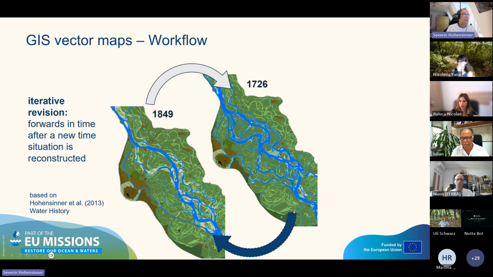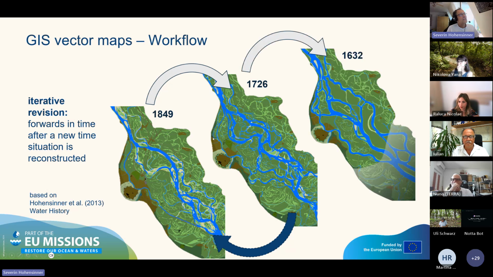Of course, we have to adapt it. For example, if an oxbow lake in 1726 normally is terrestrialized, in 1849 one would expect that naturally there would be a kind of terrain depression or something like this, except if humans already changed it. Yeah, and when this iterative process is finished, then we do the next former time situation.